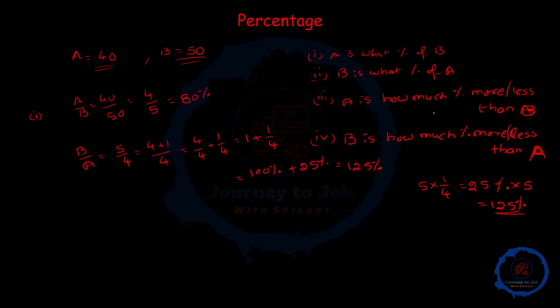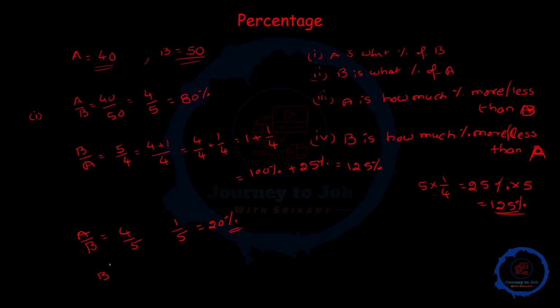Next, A is how much percent more or less than B? First, A by B ratio. A by B ratio is what? 4 by 5. So definitely A is less than B. How much less than B? So A is 1 by 5 less than B, because B is 5, A is 4, A is how much less? 1 less than B, 5. So 1 by 5 is equivalent to 20%. So A is 20% less than B.